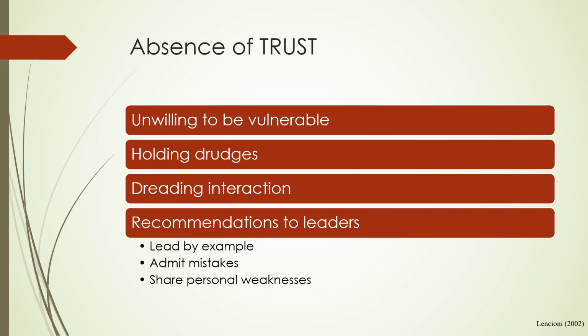Now, absence of trust. Well, what does that mean? Well, team members are unwilling to be vulnerable with each other, right? They're holding grudges, they're dreading their interactions with each other. And the recommendations for the leaders include leading by example, admitting the mistakes that you yourself have made as a leader, and also sharing personal weakness. It's okay to be vulnerable with your team members if you want to build trust with them. So having those hard conversations, really putting yourself out there, having conversations that are deep and meaningful.